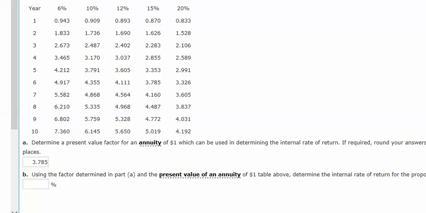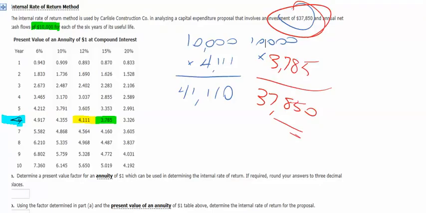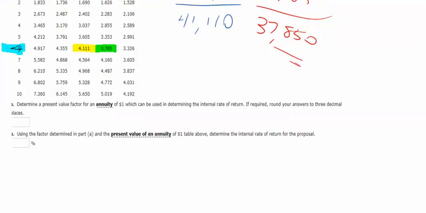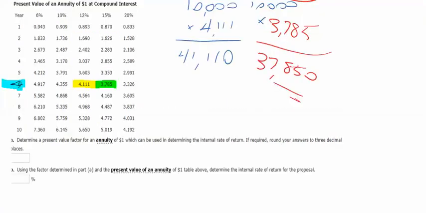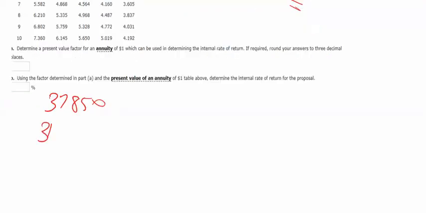For that question. Next says using the factor determined in Part A and the present value of an annuity, determine the internal rate of return for this project. Well, let's go ahead and we'll make that calculation then. We can take the factor of the present value of $37,850. Our initial investment is $37,850, and that equals, if we divide that, 1.